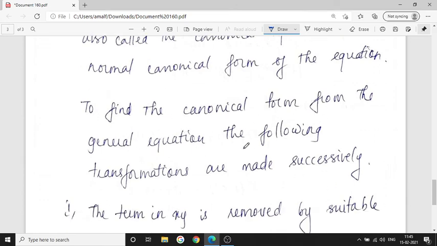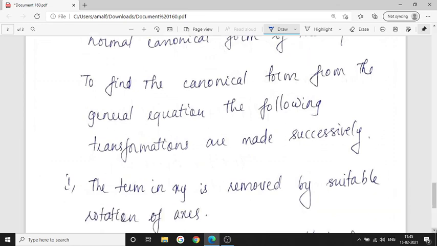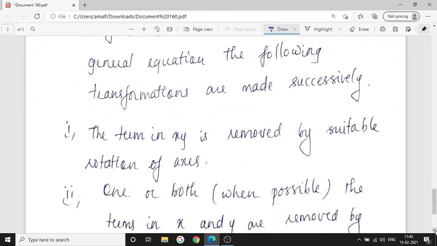To find the canonical form from the general equation, the following transformations are made successively. We need to remove the term xy. So if you take the equation of an ellipse, x minus h whole square by a square plus y minus k whole square by b square equal to 1, this does not have the term xy. So we need to remove the term xy.